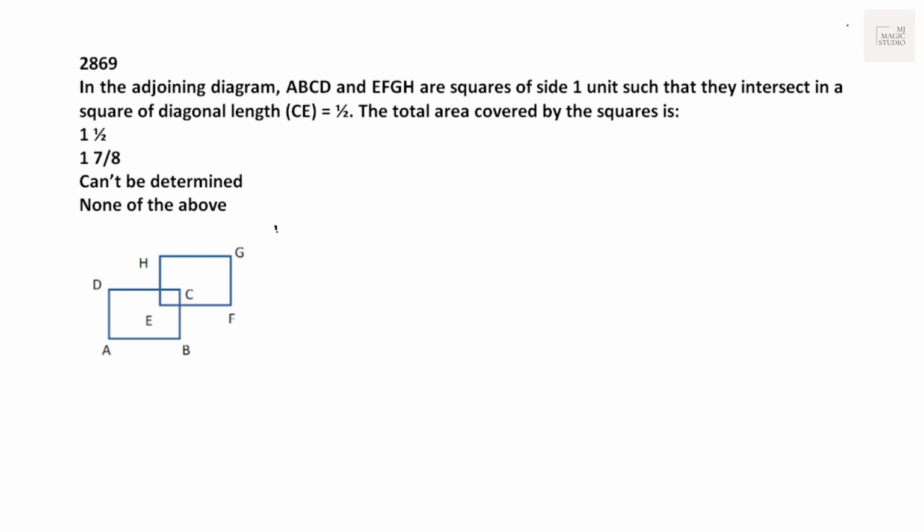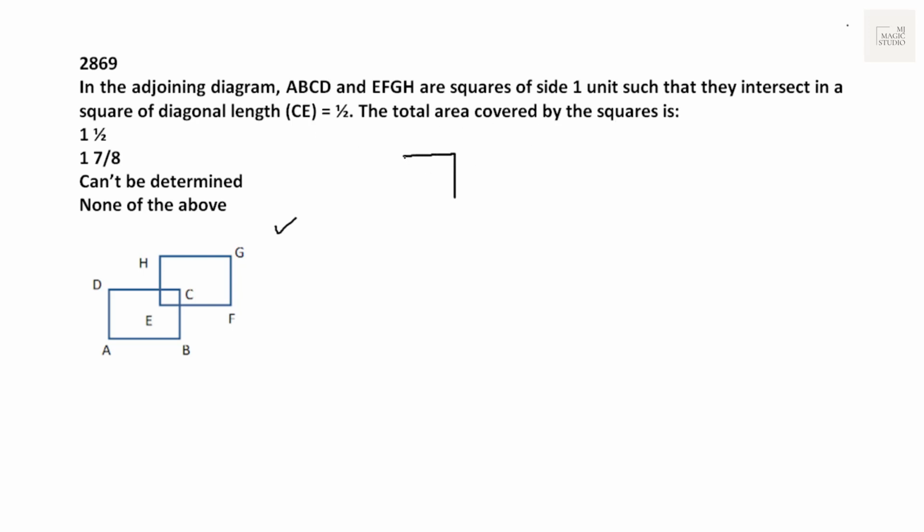In the adjoining figure, ABCD and EFGH are squares of side 1 unit such that they intersect in a square of diagonal CE, which is equal to half. The total area covered by the squares is?